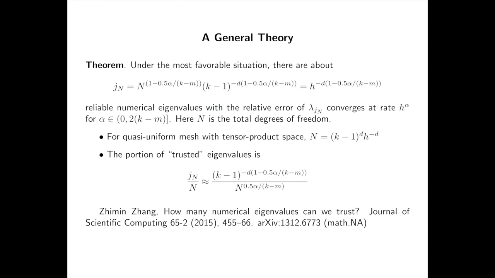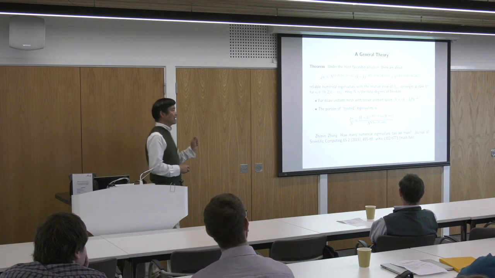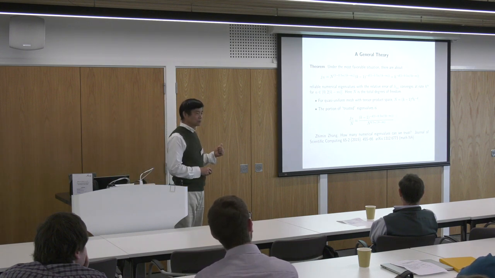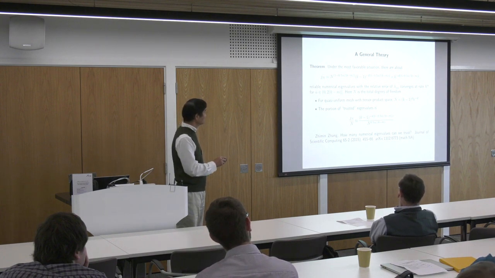Under the most favorable situation, about this many reliable numerical eigenvalues with a relative error converge as h to the power l. If you change alpha to quadratic, this will be zero, right? And over one. And for linear, you have a better case. But that's a general theory, in the 2m-order elliptic operator, in any dimension.